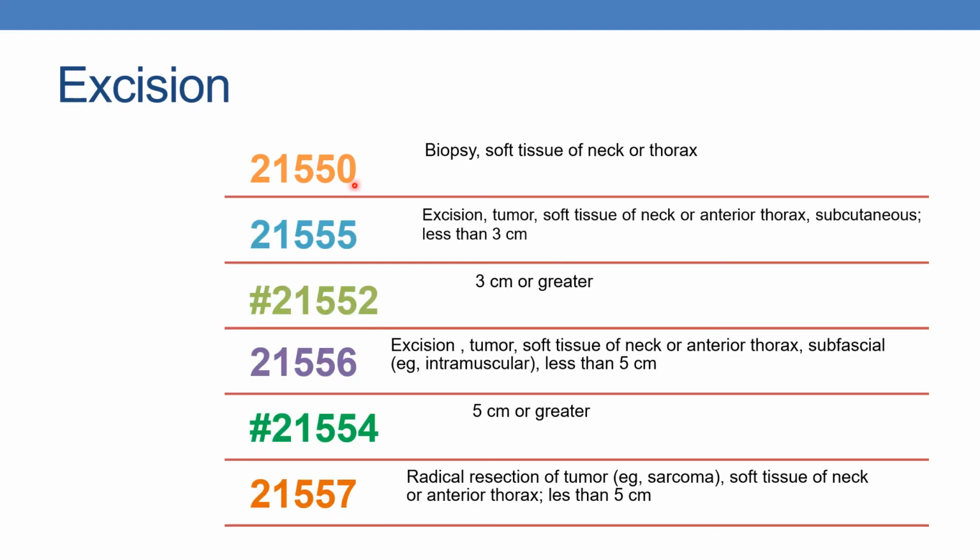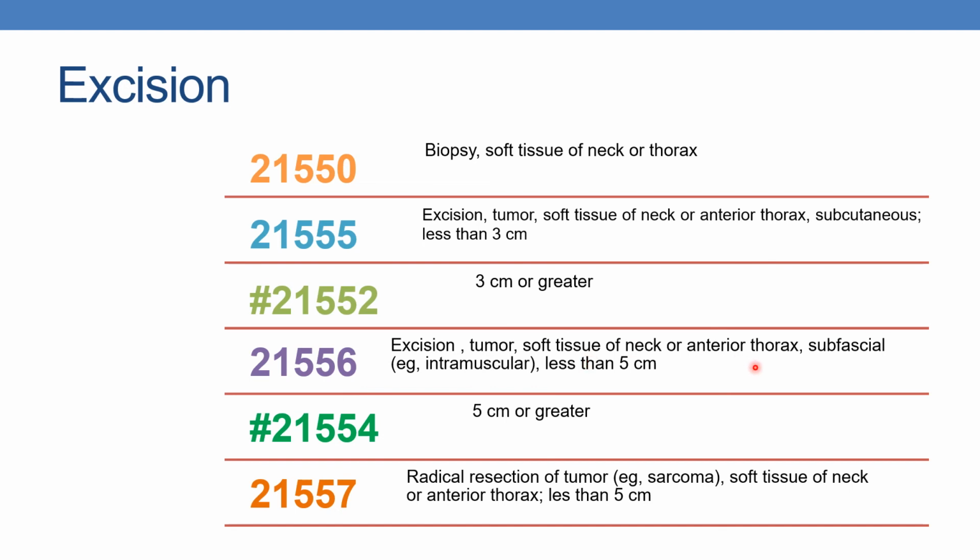The next is 21550. It deals with biopsy soft tissue of neck or thorax. Next is 21555. It deals with excision tumor soft tissue of neck or anterior thorax, subcutaneous less than 3 centimeters. The next is 21552. This is an out of sequence numerical sequence code, hence it is indicated by number sign. After 21555 you are giving 21552 and it deals with excision tumor soft tissue of neck or anterior thorax, subcutaneous 3 centimeters or greater. The next is 21556.